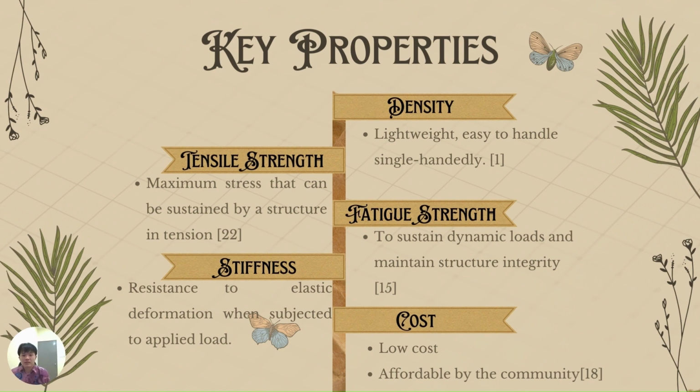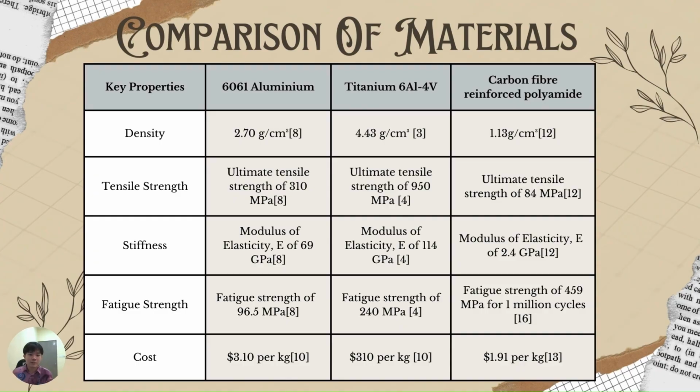And next is the cost. So for the cost, it should be low cost and affordable by the community. So from a research in Bangkok, Thailand, for the people who earn around 20k to 30k baht, they say that they prefer the badminton rackets that have high functionality over the ones which are branded and high cost. And that's all for the key properties. So now I'll be moving on to the comparison of materials.